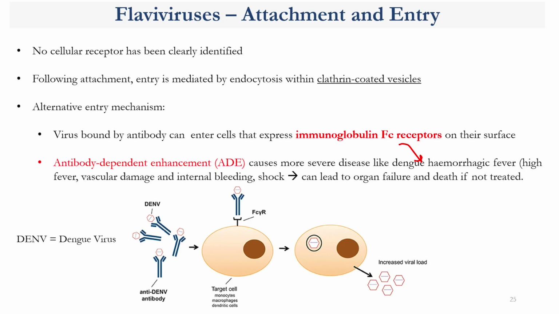So for example, you get dengue hemorrhagic fever, where you have high fever, vascular damage. It can lead to internal bleeding and shock if it's not treated correctly, okay? And eventually it can lead to things like organ failure, okay? So it can get extremely serious if it's not treated on time.